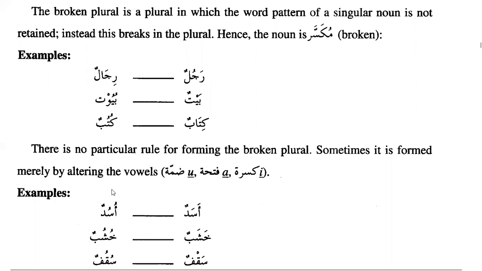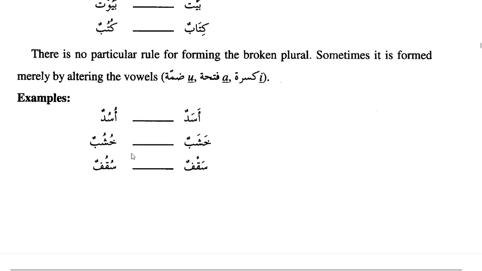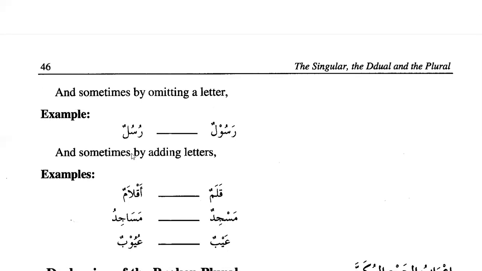Sometimes it is formed merely by altering the vowel: dhamma, fat'ah, kasra. Example, asadun, usudun, khashabun, khushubun, shakfun, shukufun. Sometimes by omitting a letter. Example, rasulun, rusulun. And sometimes by adding letters. Example, alam, aklam, masjidun, masajidu.